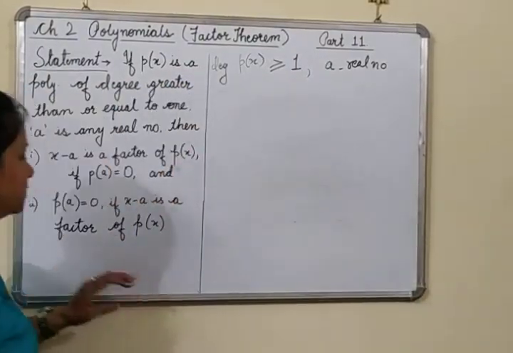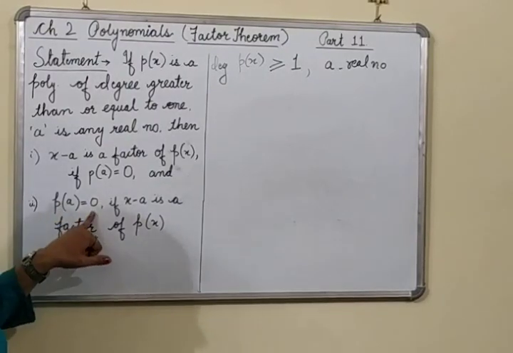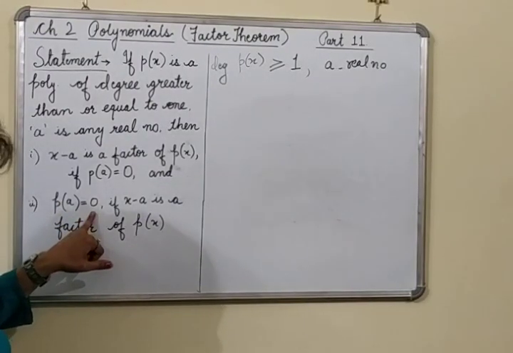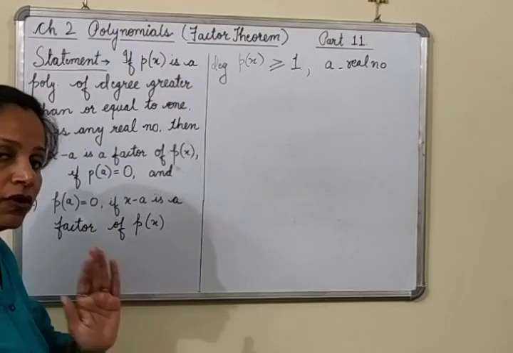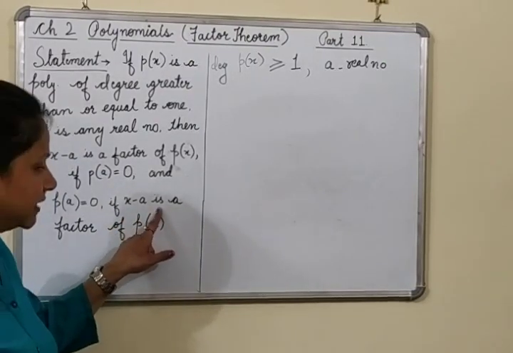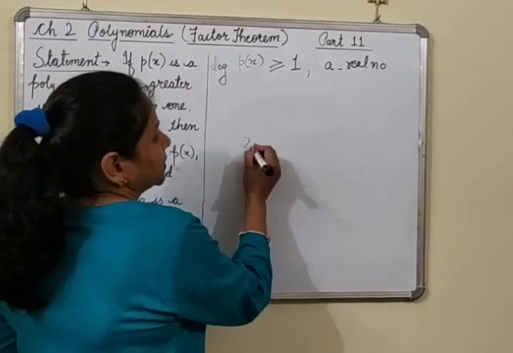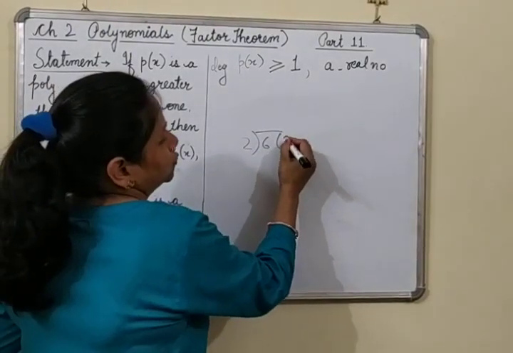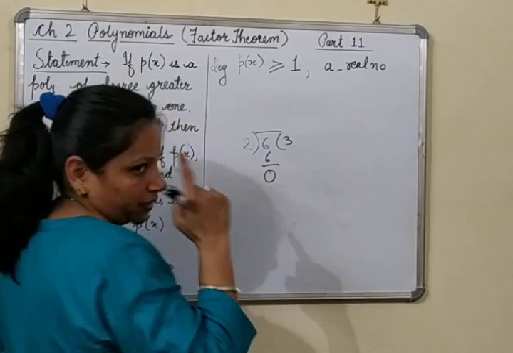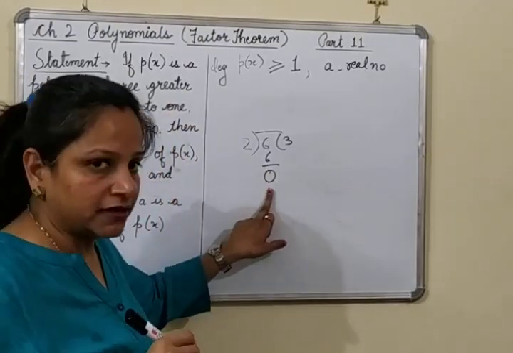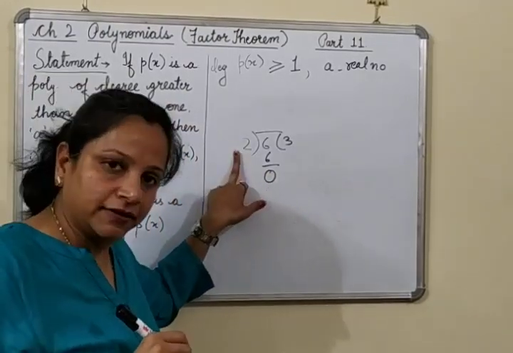Again, see the second part. P(a) will be 0 if x minus a is a factor of p(x). Simple, look. Suppose you have 2, 6. 2 3s are 6. Answer is 0. The first condition is, since the remainder is 0, so 2 is the factor.